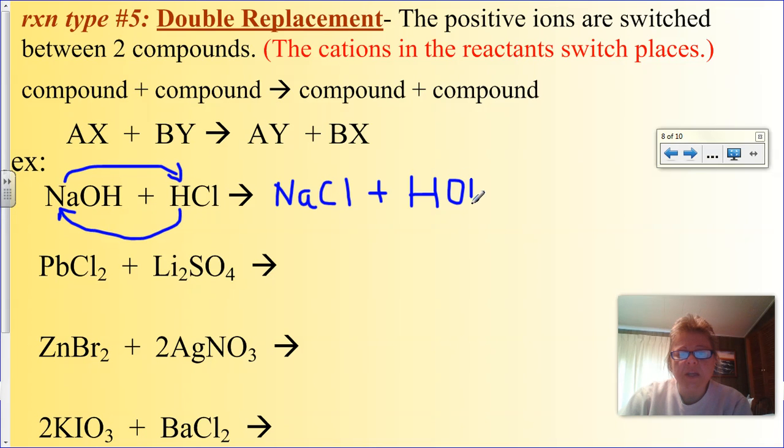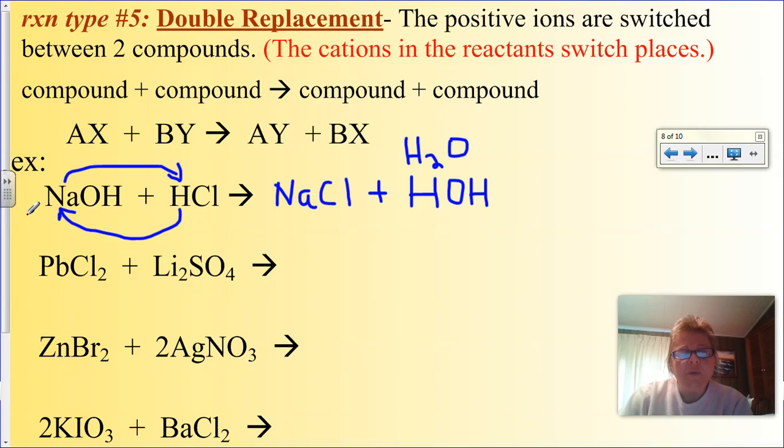Now, HOH can also be written as H2O, and water can be written both ways. So whether you put the H2O down or the HOH as one of your products is perfectly fine, and the other product is our sodium chloride.